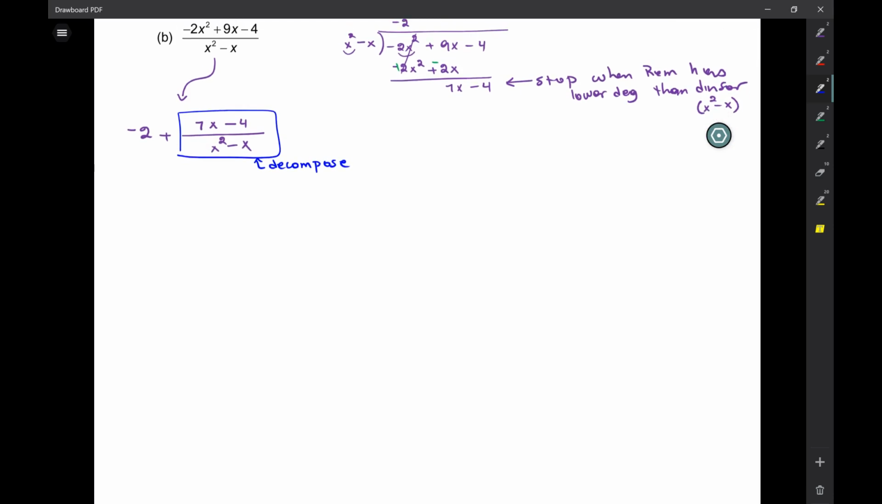Okay, same process as before. 7x minus 4 over, I factor the denominator. Okay. Now I split it into my 2 fractions. All right. Underneath I get x and x minus 1. Those are the 2 terms. And then check. Will the common denominator of these 2 be x minus 1? Yes, it will. So we're good. In the numerators, I put A and B again. Okay. Multiplying by the LCD.